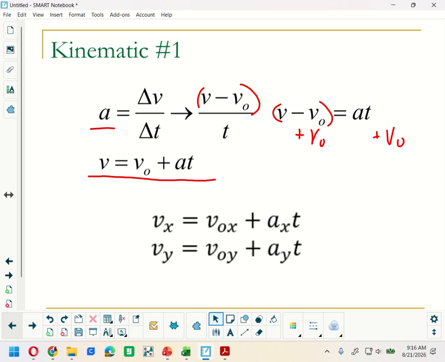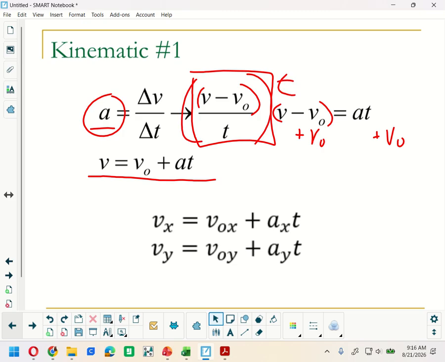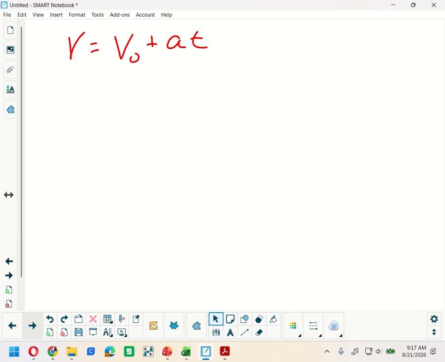We started over here. This acceleration is equal to this here. We multiplied both sides by time and got the AT here is equal to this. So I'm going to start by subtracting v sub naught to both sides. And I'm going to try and get the t by itself.